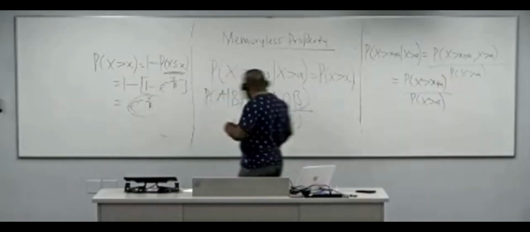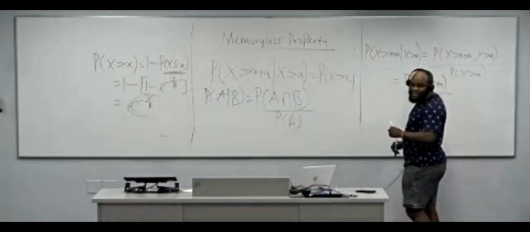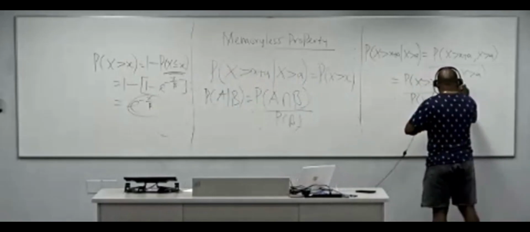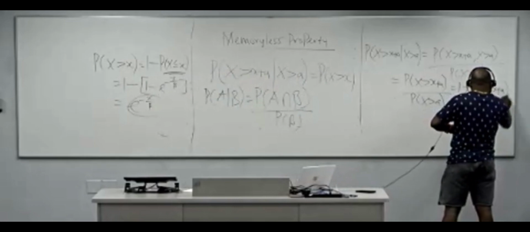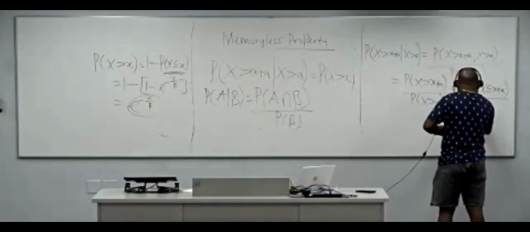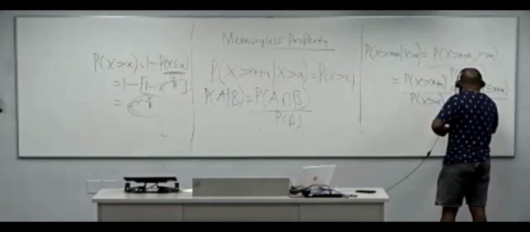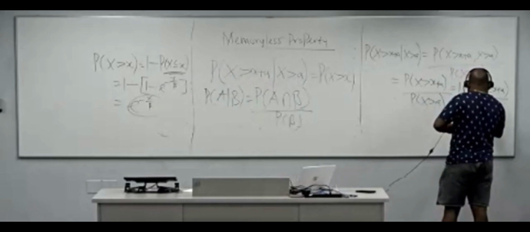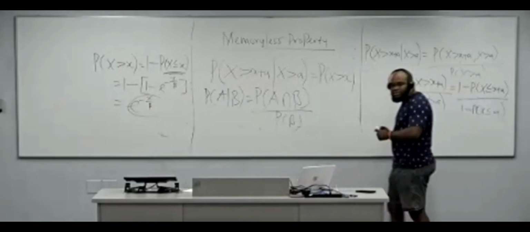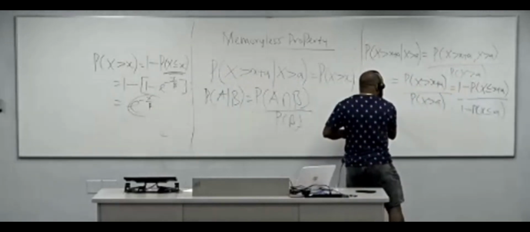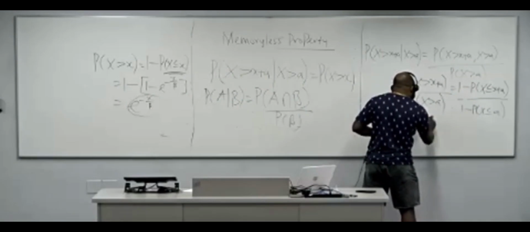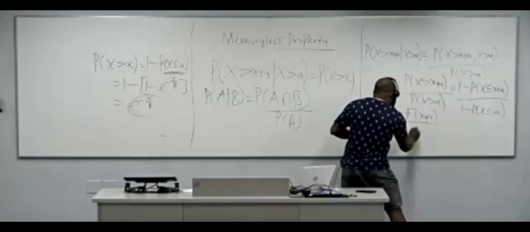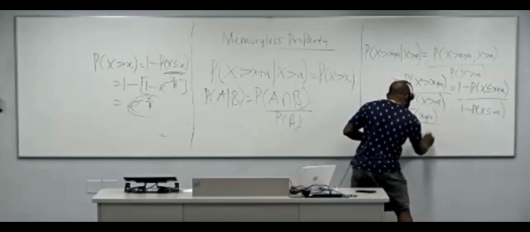Now, if I want to get it using the idea of a CDF, this is going to be the same as 1 minus the probability of S less than or equal to x plus a, divided by 1 minus the probability of S less than or equal to a. Take a look at that. In that situation, I can write 1 minus F of x plus a, in terms of the CDF, divided by 1 minus F of a.